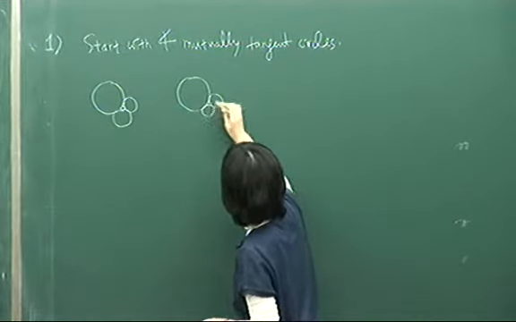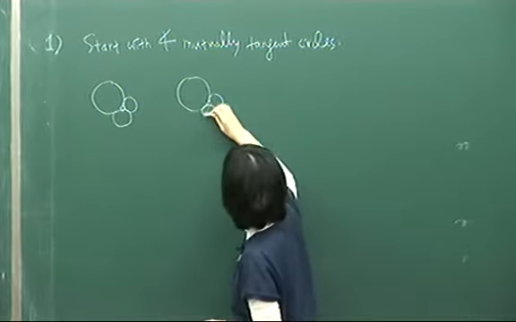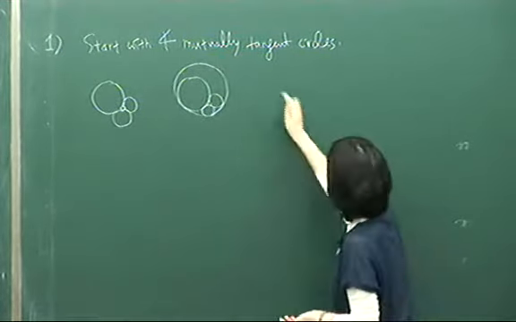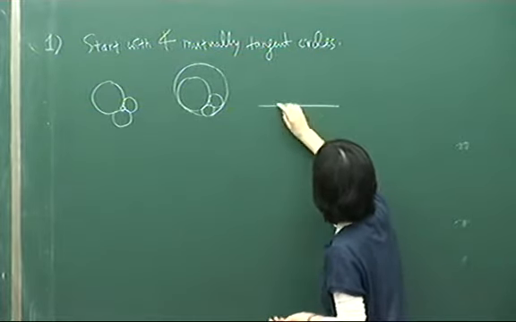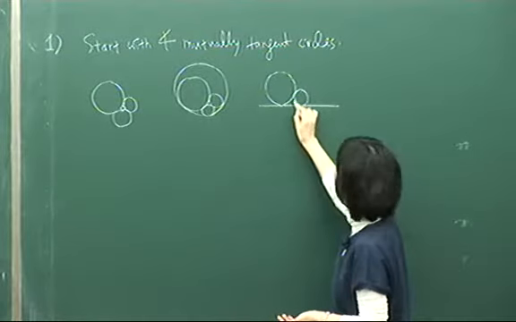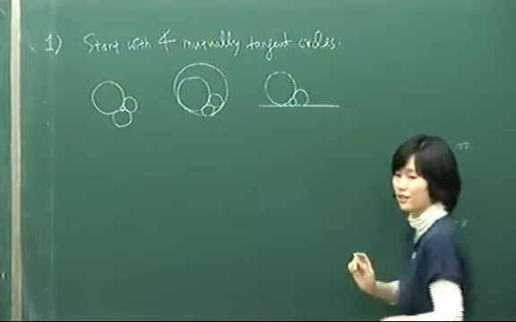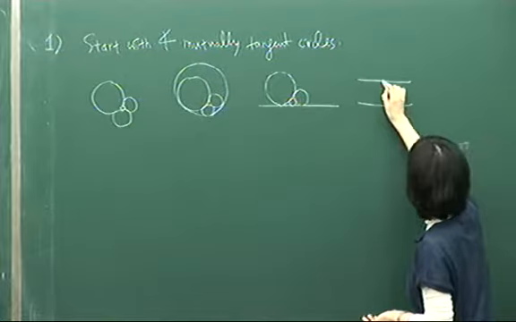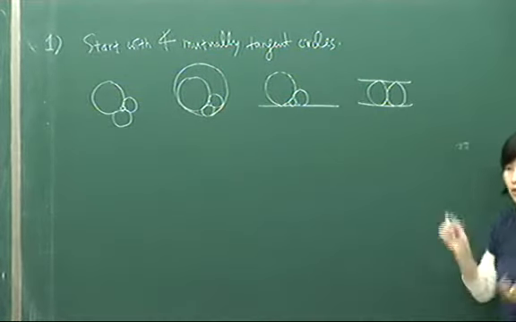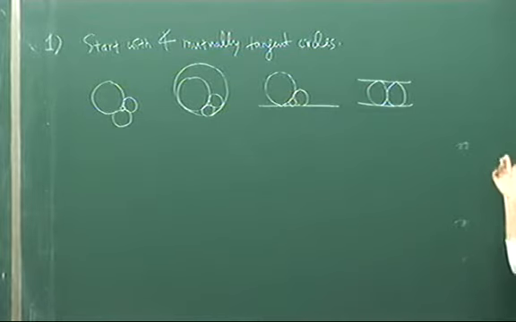Or instead of drawing this circle inside, I could have drawn this one. And another possibility is that I could draw like this, and then the 4th one right here. And then another possibility is this. Okay, so here are 4 possible configurations of these 4 mutually tangent circles.